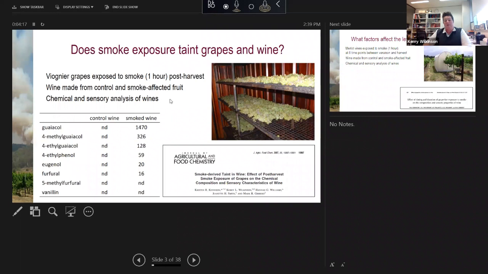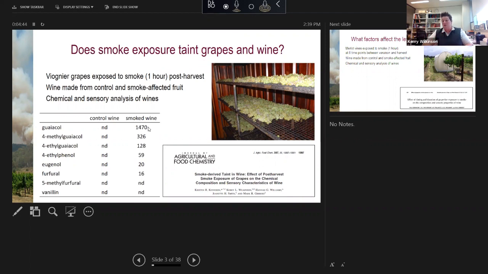So we actually applied an oak analysis to these wines. And you can see in our control wines, none of the compounds that we measured, including guaiacol and 4-methyl guaiacol, were detected. But we detected significantly higher levels, and it's a bit remiss of me, apologies for not putting the units, but this is micrograms per litre. So really quite high levels of these compounds in our wines made from our smoke-affected grapes.